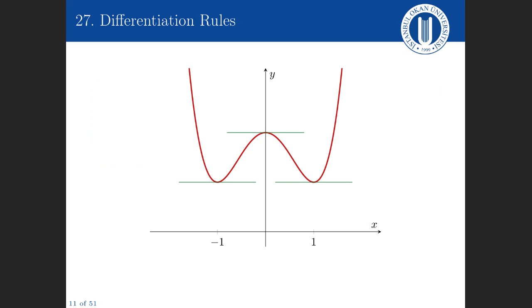Here's a graph of this function. We can see that the graph has slope 0 when x is equal to minus 1, has slope 0 when x is equal to 0, and has slope 0 when x is equal to 1.